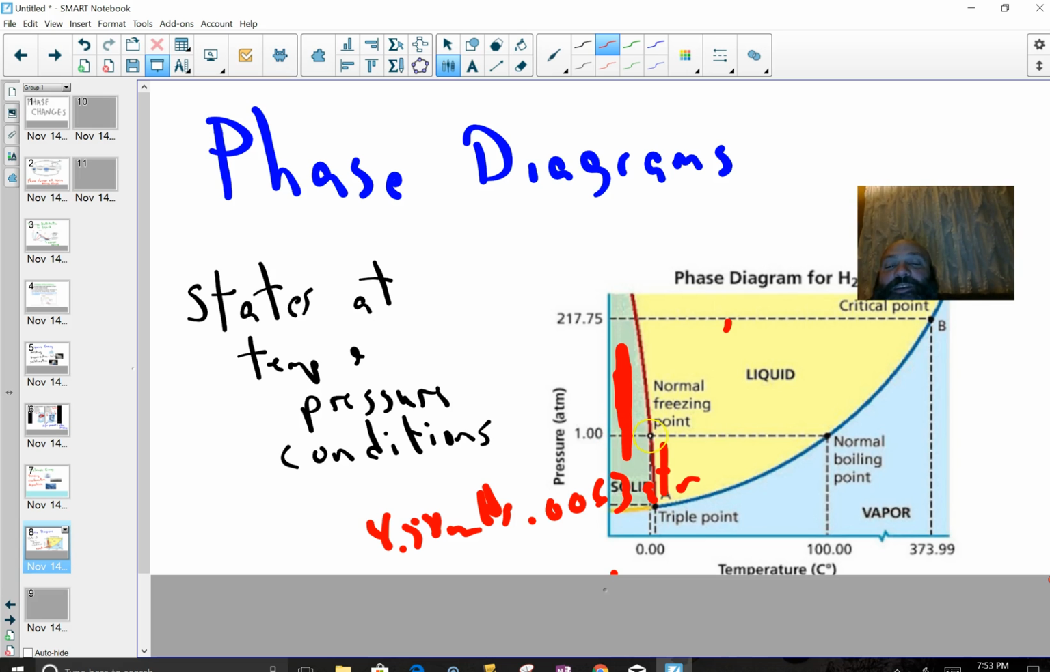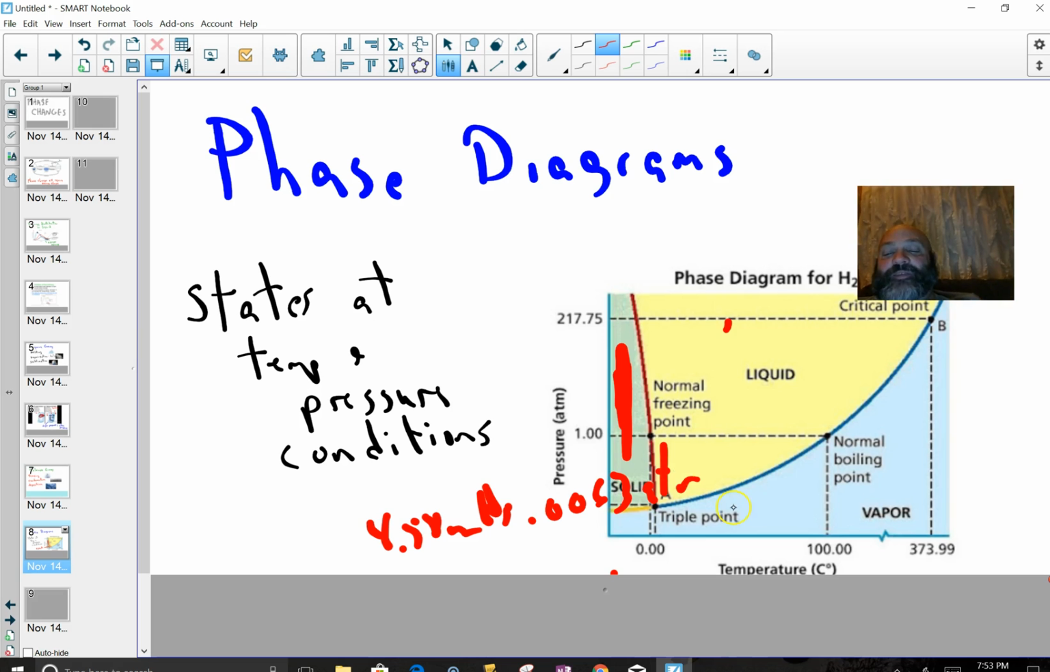So our normal freezing point is 1 atmosphere of pressure, 0 degrees Celsius. Our normal boiling point is 100 degrees Celsius, 1 atmosphere of pressure. So if we follow this curve, we can see what change is happening at any given temperature and pressure.